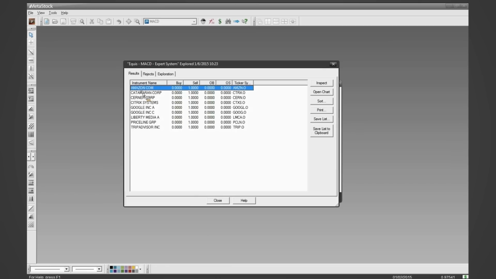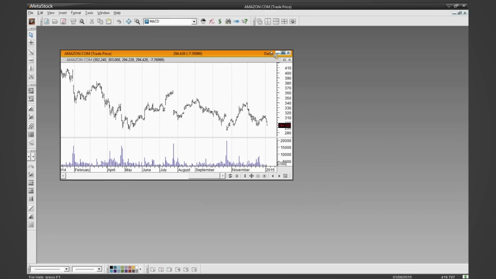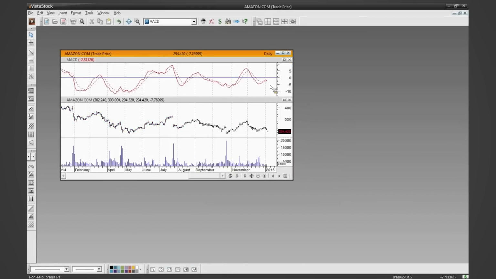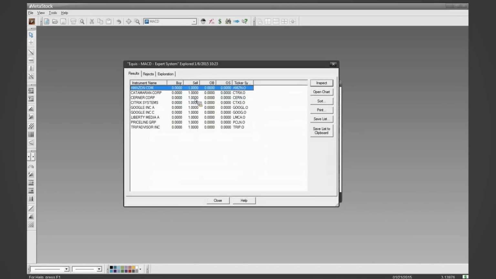So what we can do is open up any of these stocks. Let's just open up Amazon here as an example. If I were to come in and put the MACD on my chart, I could see that it is crossing below its signal line right now, so that's generating the sell signal. But my question is, if I go back to the Explorer and click on Report, this is going to show me that same report that I was just seeing, which of these is actually a valid sell signal, or a short signal.